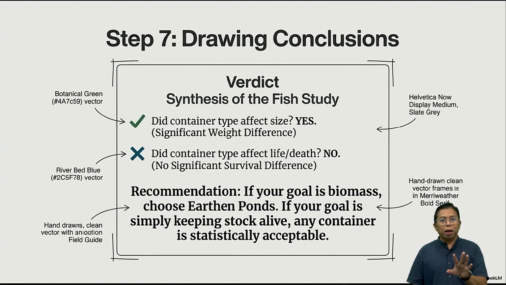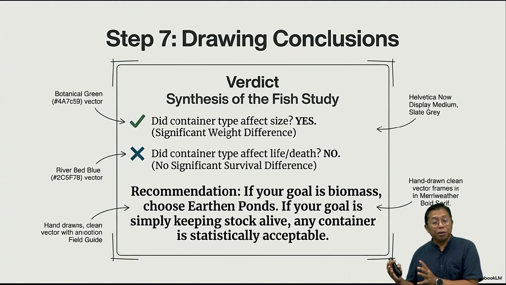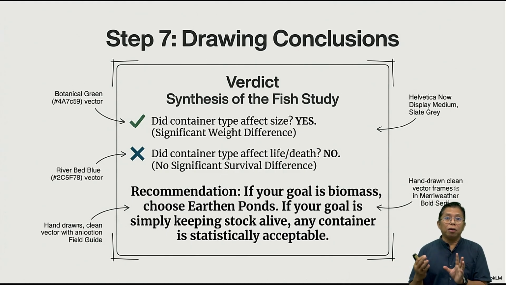To wrap things up, based on the fish study, we can clearly say that the container type does affect fish size, and there is a significant difference in weight gain. So yes, the environment matters for growth. However, when it comes to survival, the container type does not make a significant difference. Even though the numbers look different, statistically, those differences are likely due to chance.